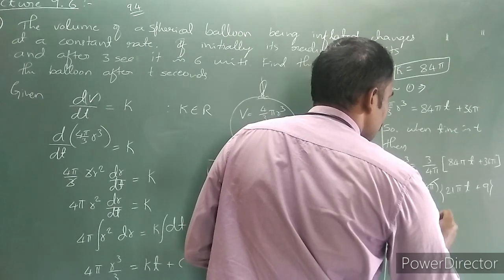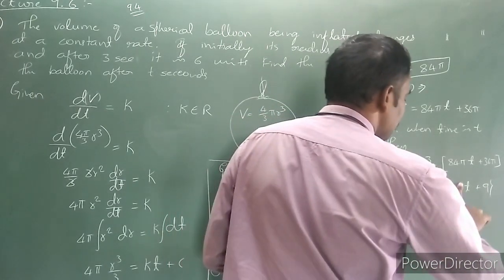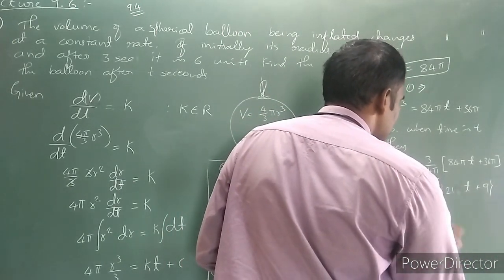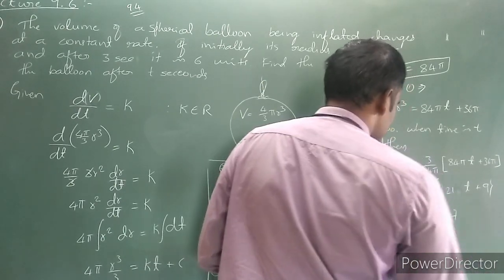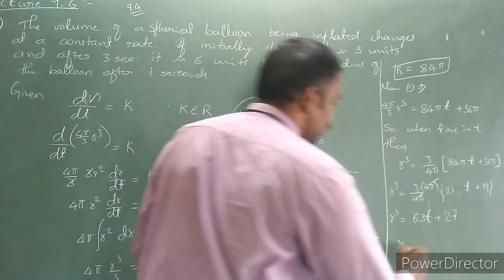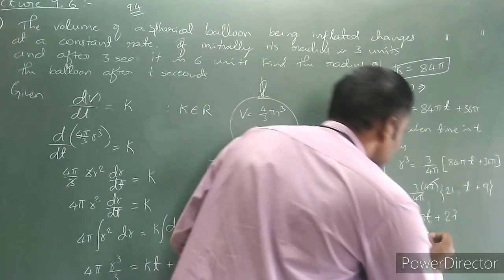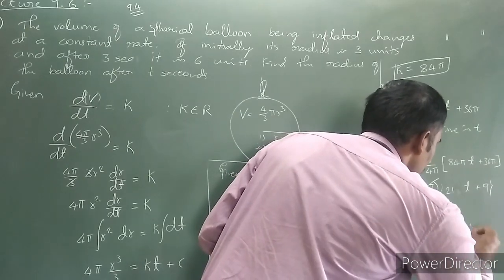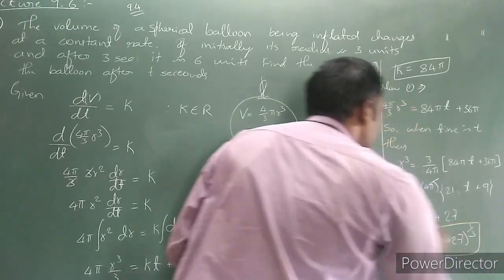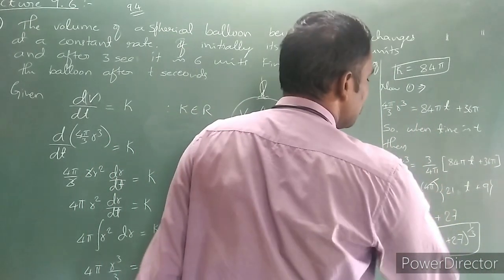3 into the bracket means 63. Pi is already outside, so here it is not pi. 63 times t plus 27. Therefore, we need the R value, so raising the power 1 by 3. Radius is equal to 63t plus 27 whole power 1 by 3. This is the required radius.